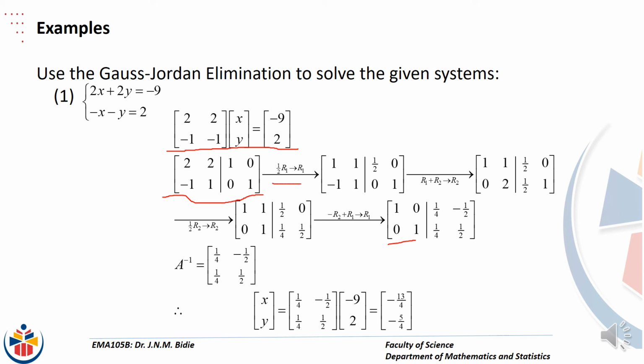I said half multiplied by row 1, and I substitute the answer in row 1. Half times row 1, substitute in row 1. So divide 2 by 2 throughout. So I've got 1, 1, and half, and a 0. Note the second row has not changed, so no changes there. I write it again as it is.